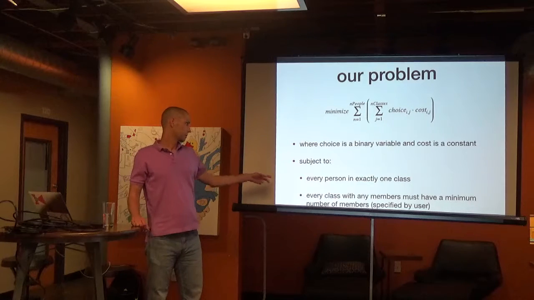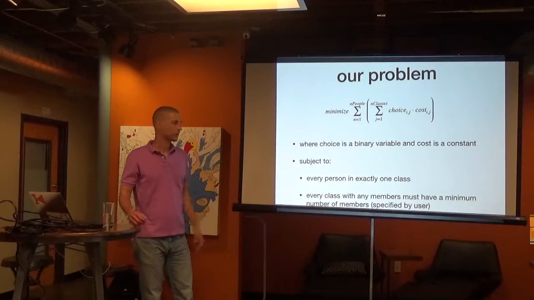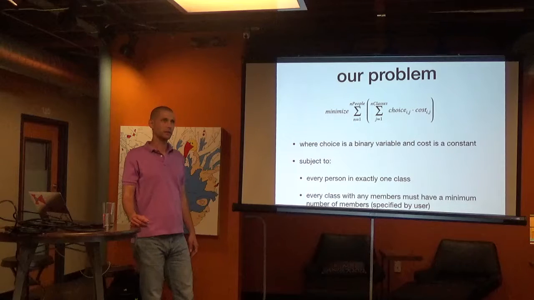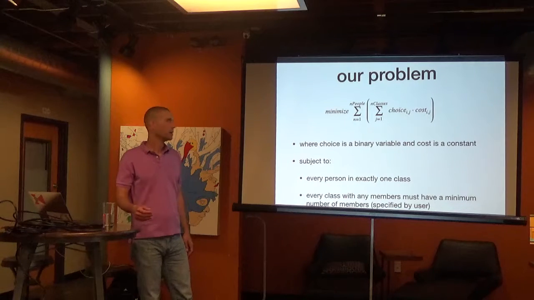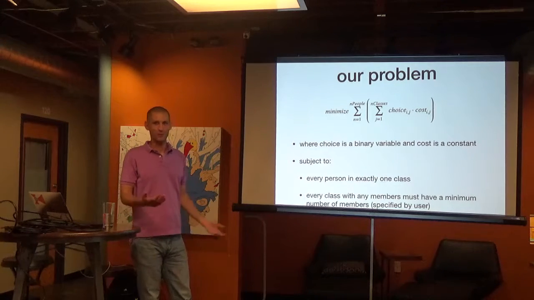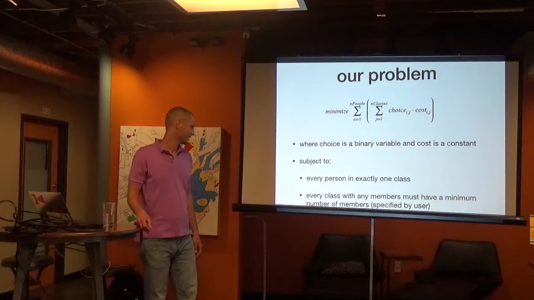We do have 2 constraints. One is every person is in exactly one class. You can't take more than one, and you can't just sit it out and not take any, because if we were minimizing, it would just say don't put anyone in any classes, and that would be very exciting.